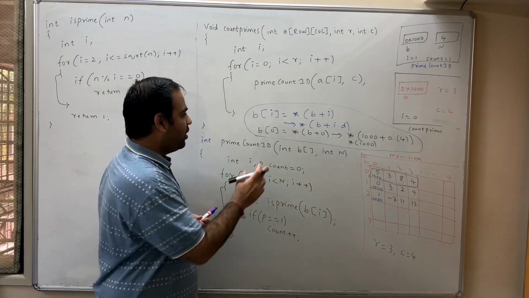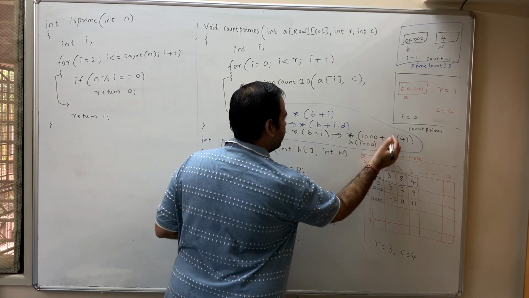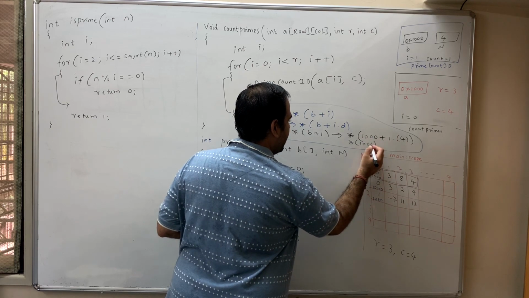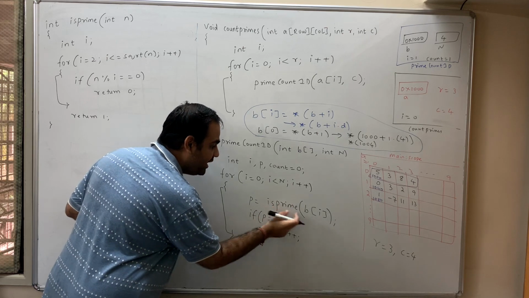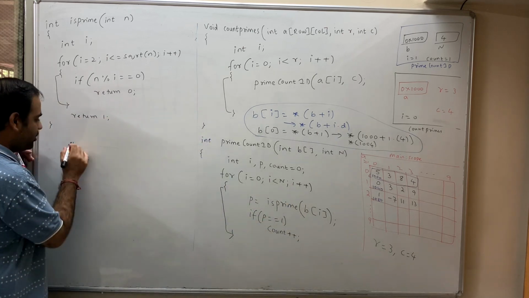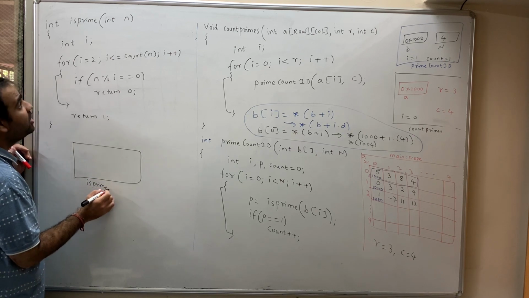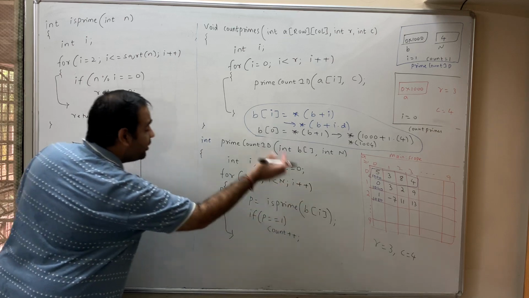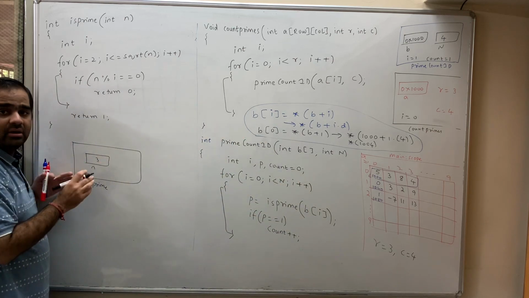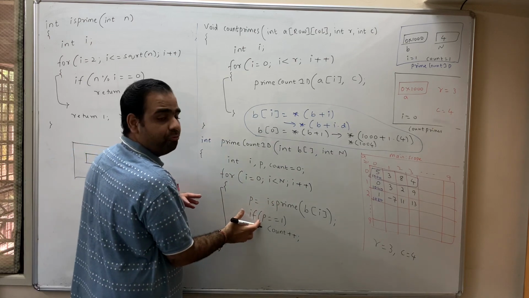B of 1. Now, what is B of 1? Star B plus 1 is nothing but 1000 plus 1 into 4, which is 1004. And what is star 1004? It is 3. Again, you call the function is prime of 3. As soon as you call the function, the scope of the function gets activated. Now, this is prime. There is one parameter, that is n. Now, B of 1 will be copied here. That means 3 is copied here. And we know that 3 is prime, therefore it will return 1, the value of p will be 1.